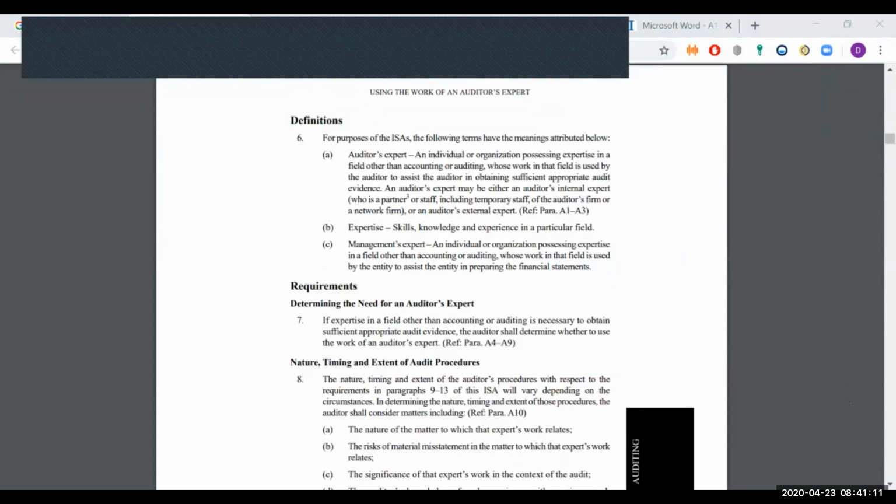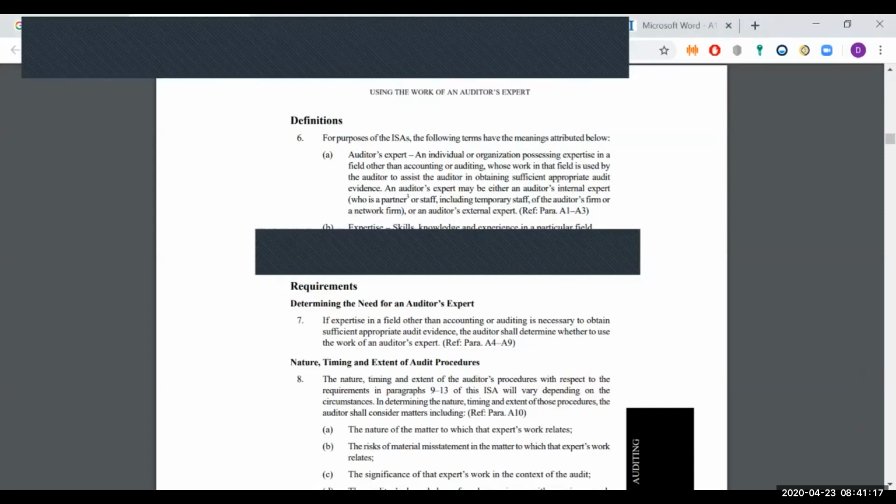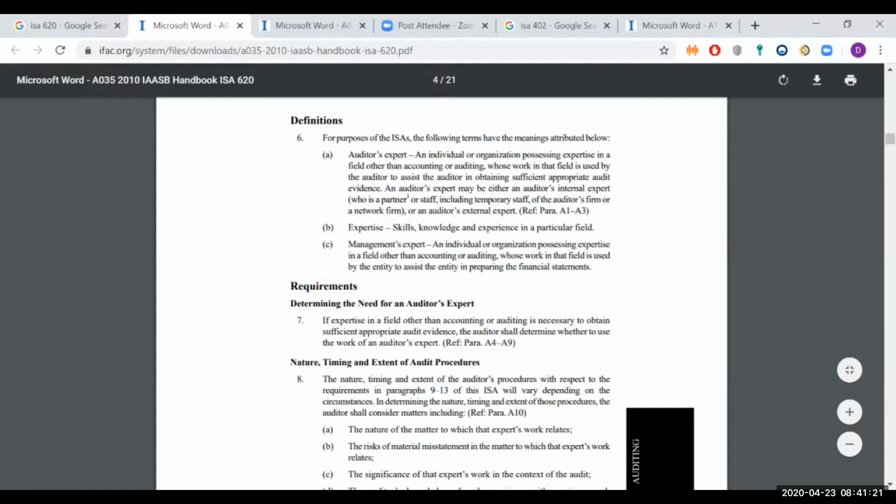Okay, so it is ISA 620. So we did say that an expert is an individual or organization possessing expertise in a field other than accounting or auditing, whose work in that field is used by an auditor in assisting the auditor in obtaining sufficient appropriate audit evidence. I think that's just what we have just mentioned, on who is an audit expert.